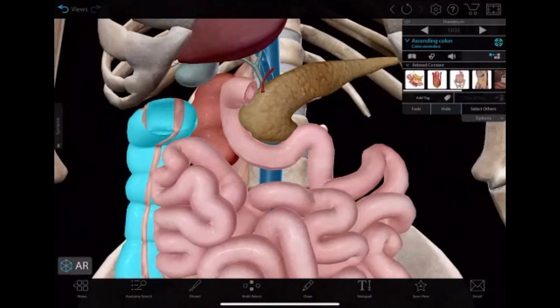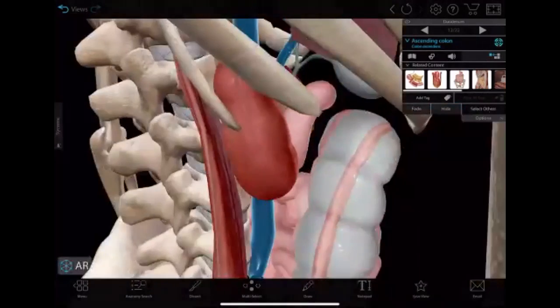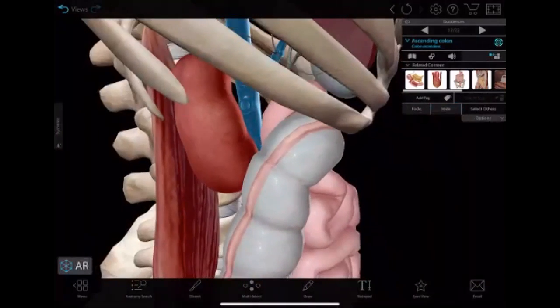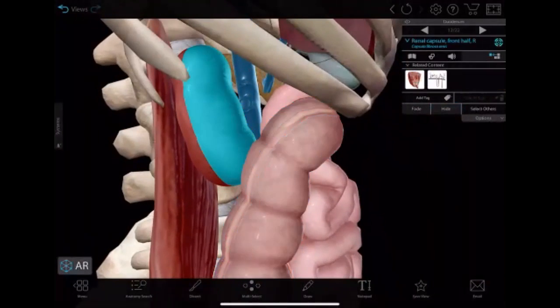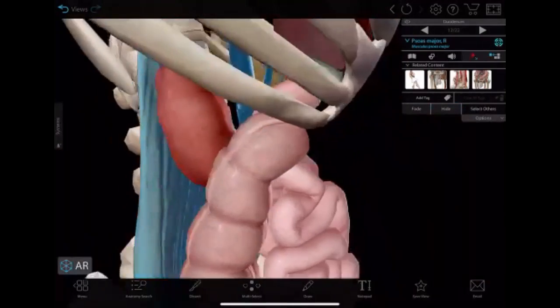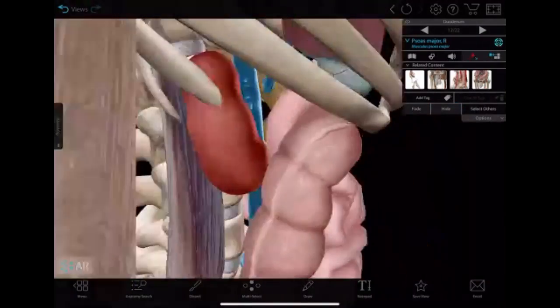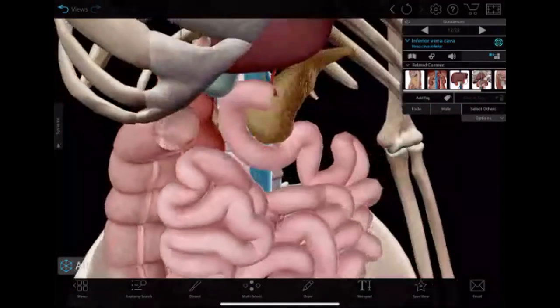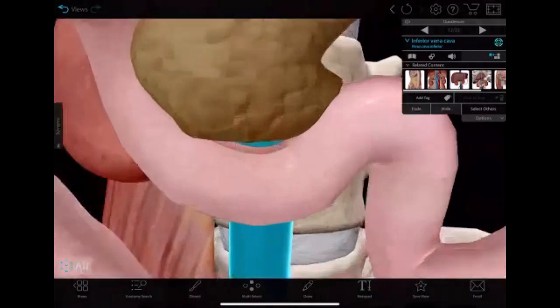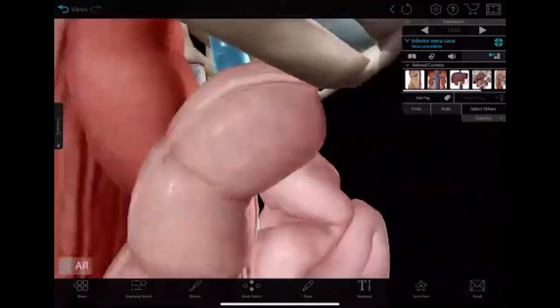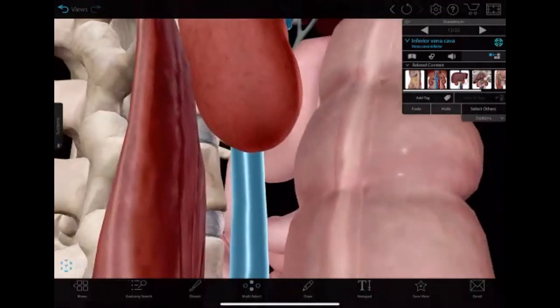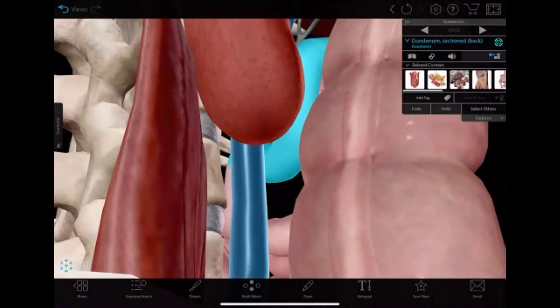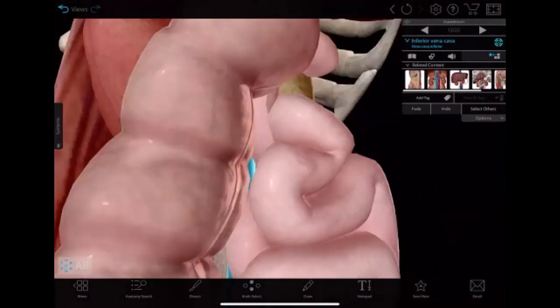We have removed that, and posteriorly, this is the right kidney, and this is the right psoas major, and this is the inferior vena cava. So those are the relations, right? See, the duodenum is related with the kidney, psoas major, and inferior vena cava, right?